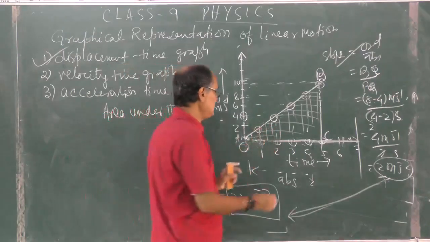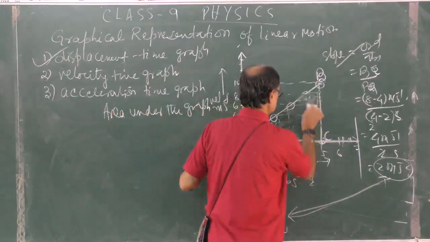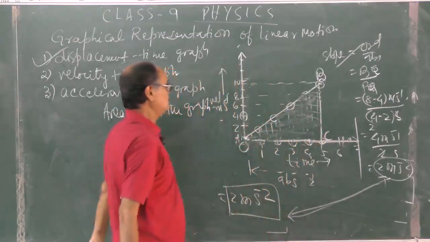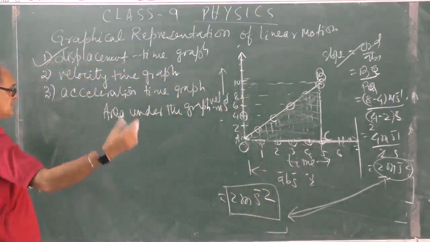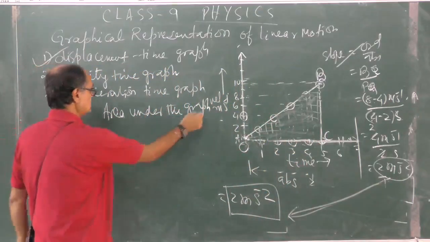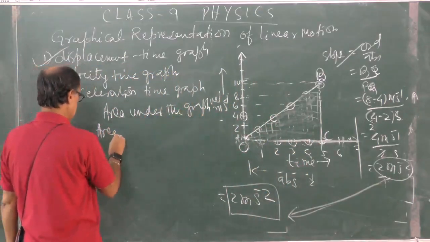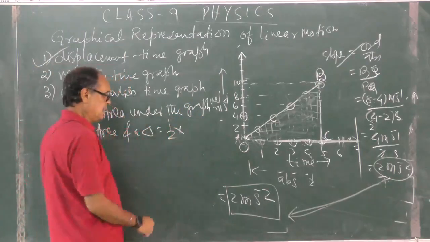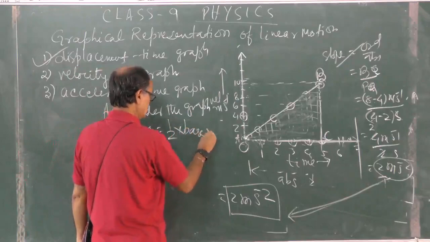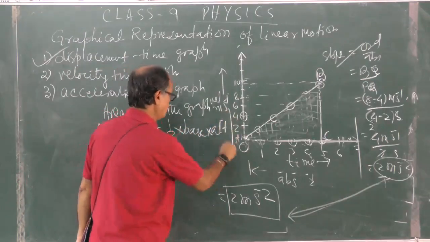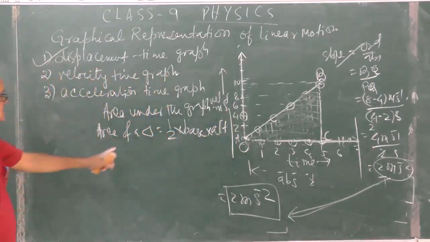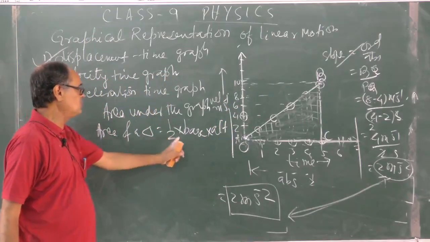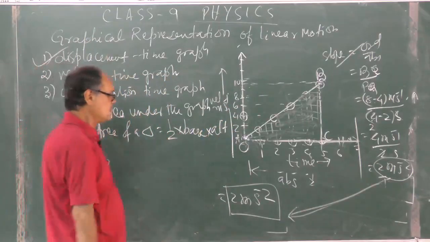So the area, that is the shaded part here. This shaded part I am saying the area. Let us see what physical quantity it can give us. So area under the graph. Area of a triangle is 1/2 into base into altitude. That is a common formula we know from mathematics. That is geometry, plane geometry. That is half into base into altitude, meaning height.